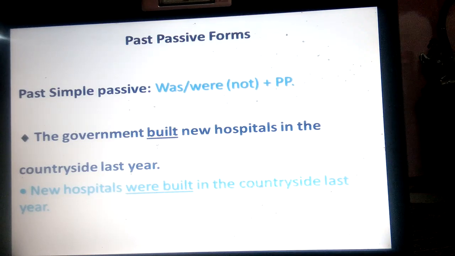بدأنا بالمفعول اللي هو بعد built new hospitals، والنيو hospitals ديت plural جمع، عشان كده استخدمنا were وباست participle من built هي built، وكملنا الجملة in the countryside. الكلام ده happened last year السنة الماضية.